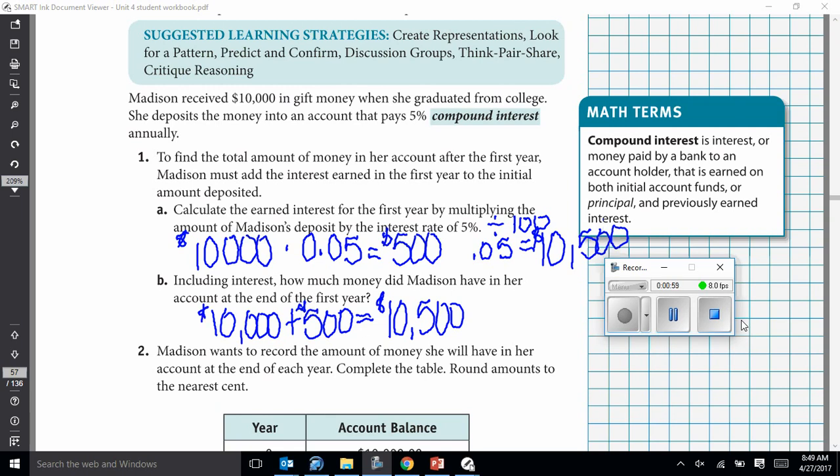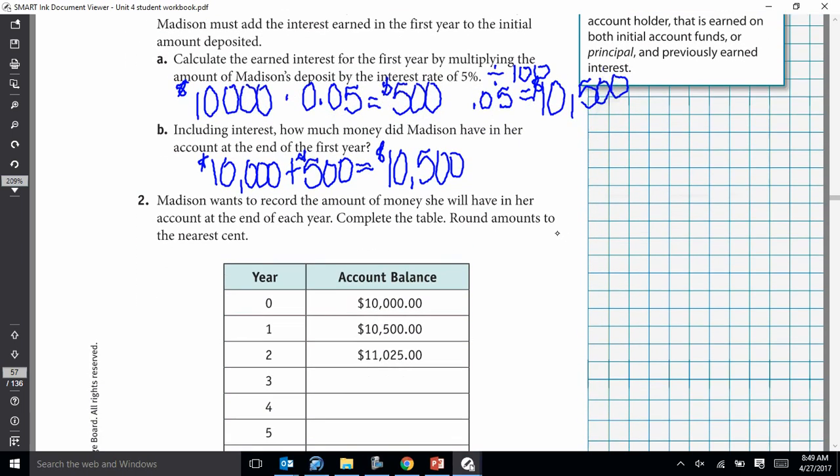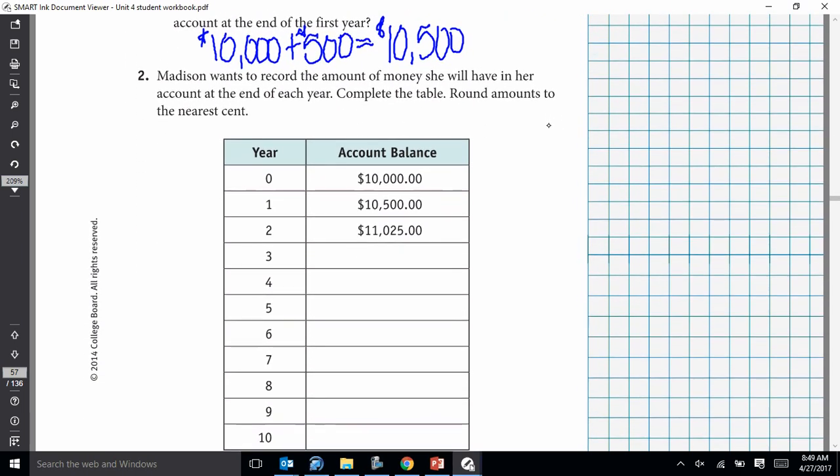Alright, so in question 2, it says Madison wants to record the amount of money she will have in her account at the end of each year. Complete the table below rounding the amounts to the nearest cent. So we have the first year she's depositing $10,000. After 1 year she has $10,500. After 2 years she's going to have $11,025. And so you want to fill in the rest of the table.